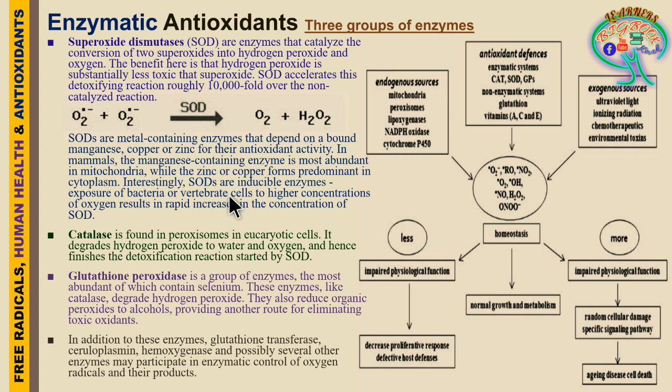Interestingly, superoxide dismutases are inducible enzymes. Exposure of bacteria or vertebrate cells to higher concentrations of oxygen results in a rapid increase in the concentration of superoxide dismutase. Here you have come across the very prominent role of superoxide dismutase: if there is any infection by bacteria or pathogen, or any oxygen-resulted form of reaction happens, there is the formation of superoxides. We have already spoken about macrophages and phagocytosis, where there will be action on the bacteria, and due to that there will be the production of reactive oxygen species.